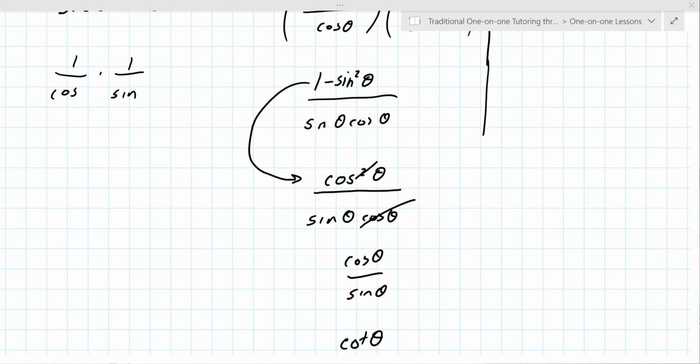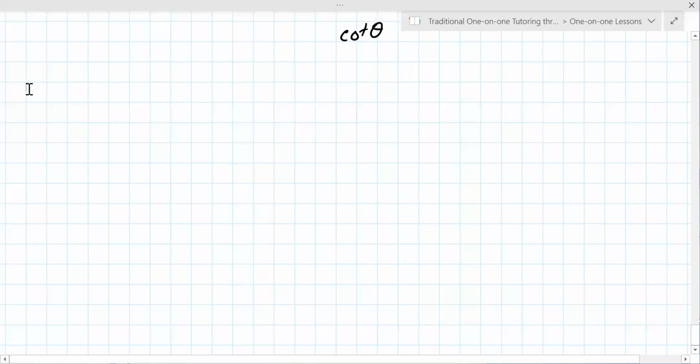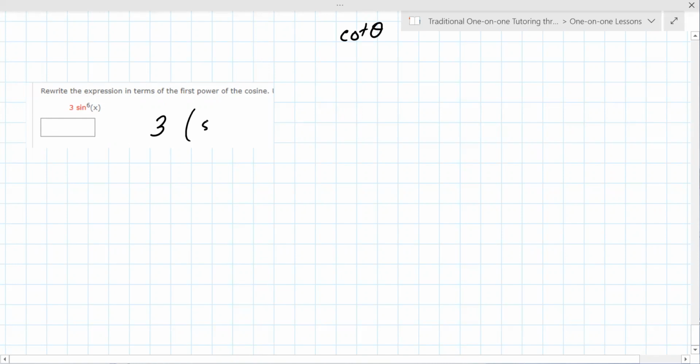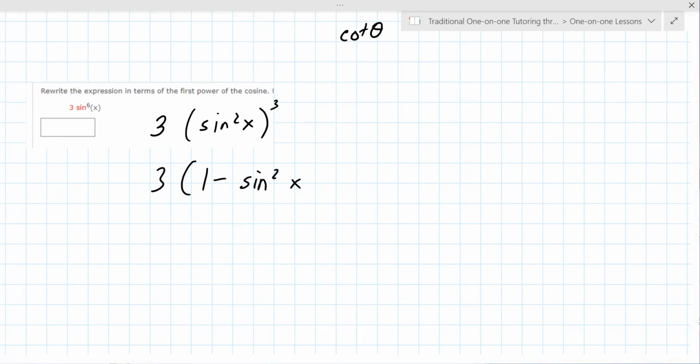So this one, yours is more specific. It does say to do it in terms of cosine. So let me try this another way here. So this is really sine squared x cubed. And then we can write this as 1 minus sine squared x. I'm sorry, 1 minus cosine squared x cubed. But I don't think it's going to help. No, that's definitely not going to help. Okay, so we have to use one of those double angle formulas. I'm going to grab them again.